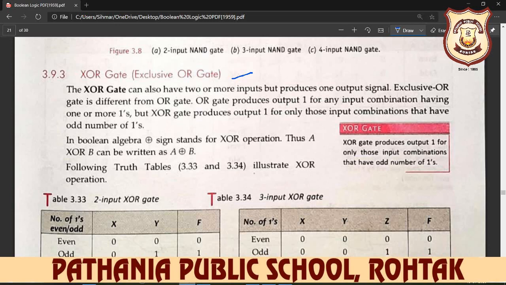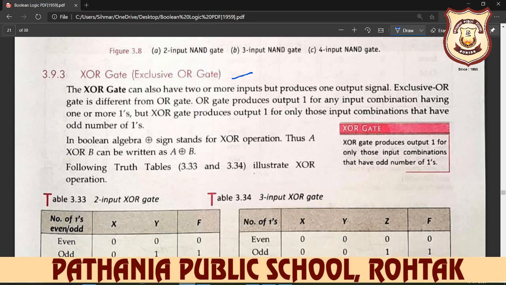In the previous lecture, we learned about universal gates, and two universal gates are there. One is your NAND gate, and second is your NOR gate. Today we learn XOR gate and XNOR gate.